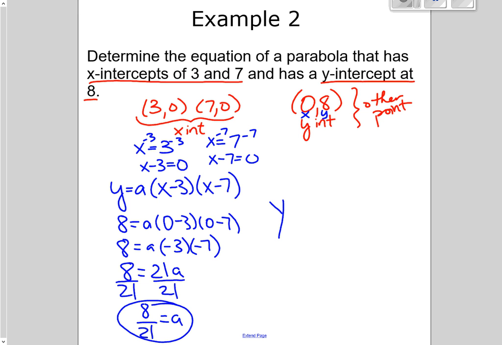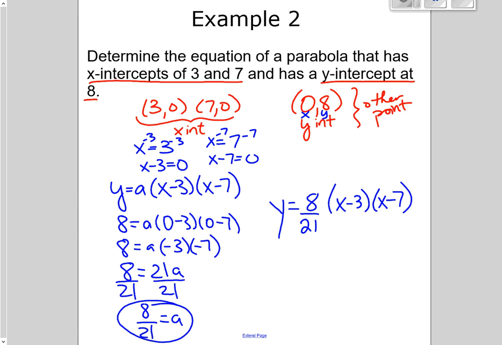Okay, so then let's write our final equation. y equals a, which is 8 over 21, bracket x minus 3, x minus 7. Perfect. Okay, so just be careful. If they tell you an x-intercept or a y-intercept, that's an actual point. Okay, it's at 0, comma, and then whatever the number is, in this case 8. And they can tell you your x-intercepts, which is great. All that information, of course, helps us when it's in factored form.